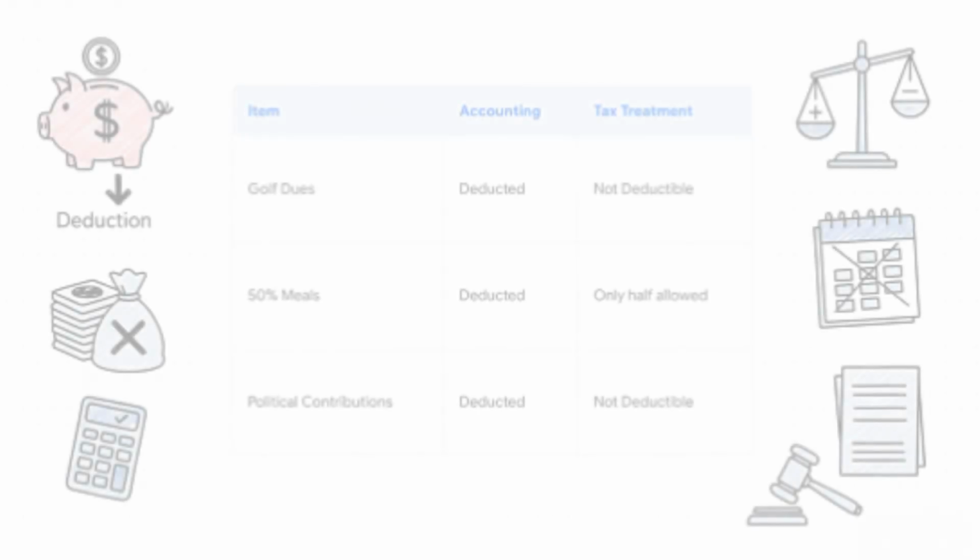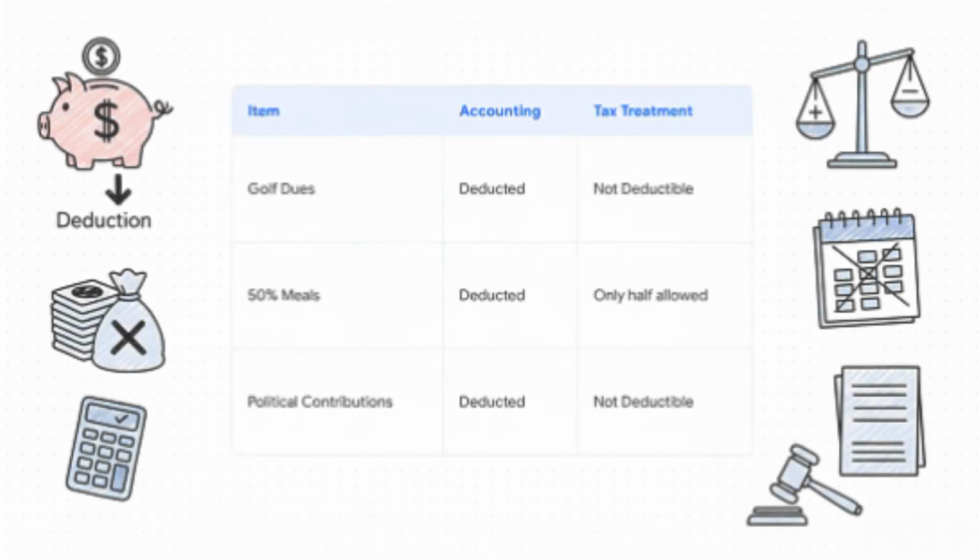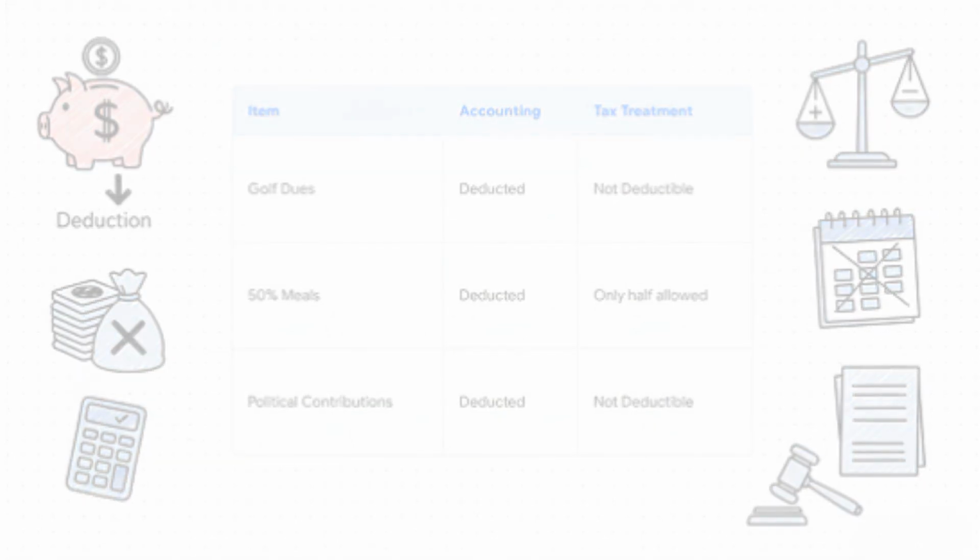Let's look at some classic examples. Take golf club dues. For accounting, a company might say, hey, that's a legitimate business expense. But the tax authorities, they look at that and say, nope, sorry, you can't deduct that. So that expense is just gone for tax purposes. It permanently increases the amount of income you'll be taxed on.